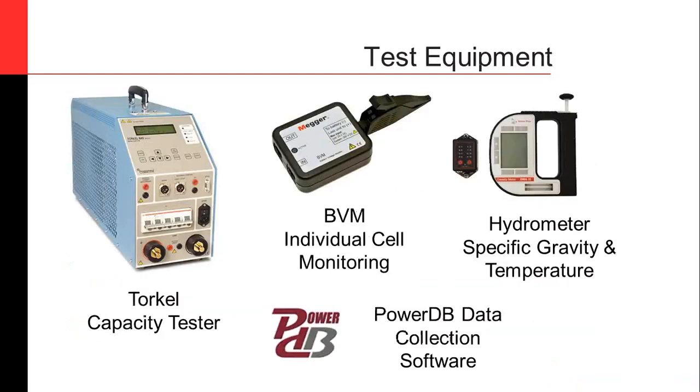This is the test equipment that Megger has to help you in implementing such a program. We have our Torkel on the left-hand side, which is our capacity or load box. It's our capacity tester. Then we have our BVMs, or battery voltage monitors, for your individual cell monitoring. As well, we offer the hydrometer for your specific gravity and temperature measurements, and all of those test instruments are consolidated, or at least the collection of the data is consolidated, into what we call PowerDB, our data collection software.